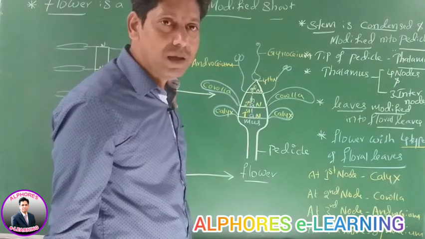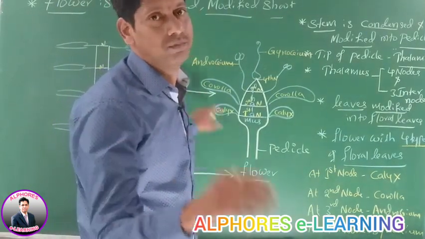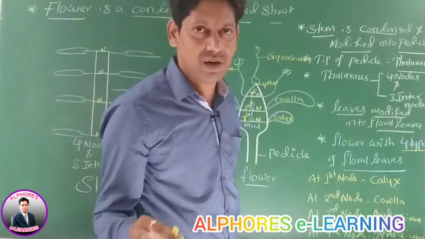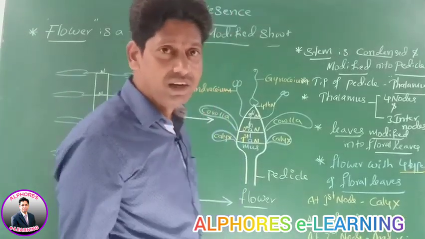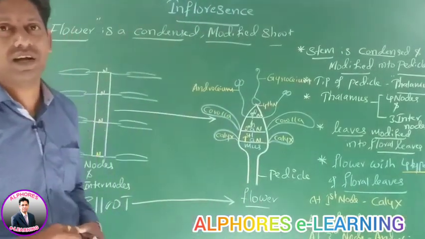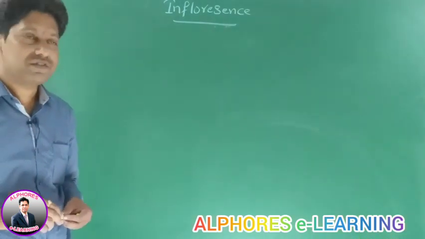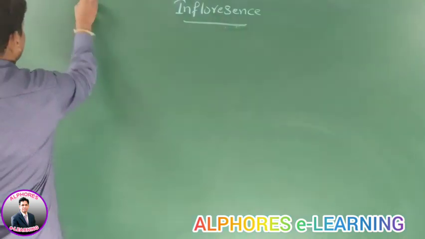Shoot apical meristem is modified into floral meristem, right? Now go for the types of inflorescence.